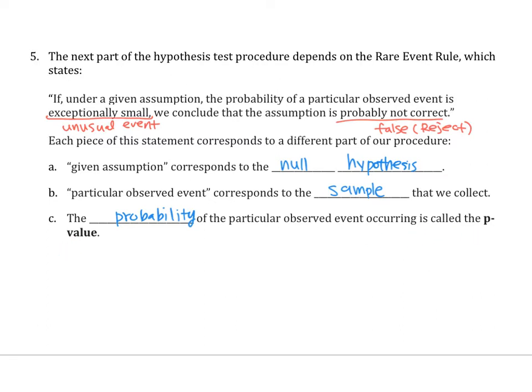So basically our strategy is going to be to reject things that are unusual, things that are unusual.